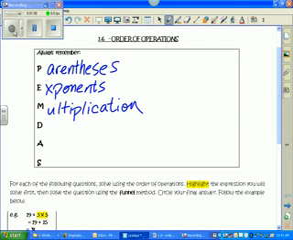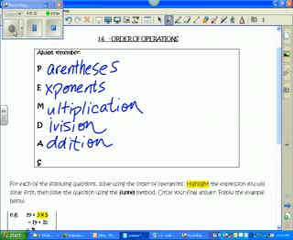Okay, D. Melissa. Division. Okay, A. Alice. Addition. Thank you. Okay, finally S. Good to see a lot of hands up too. Jared? Subtraction. Okay.